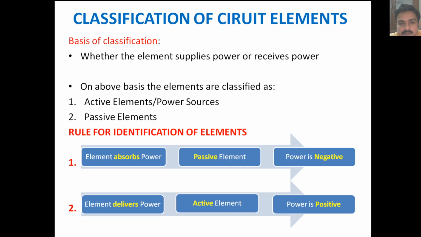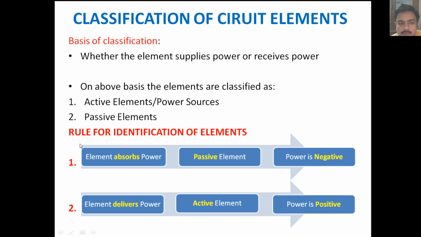So on this basis we classify the elements. Since the basis is either supplying power or receiving power, we can classify them as either supplying power or receiving power. Those that supply power are known as active elements, and those that receive power will be known as passive elements. So what we can see from this classification is that the active elements are also known as power sources.